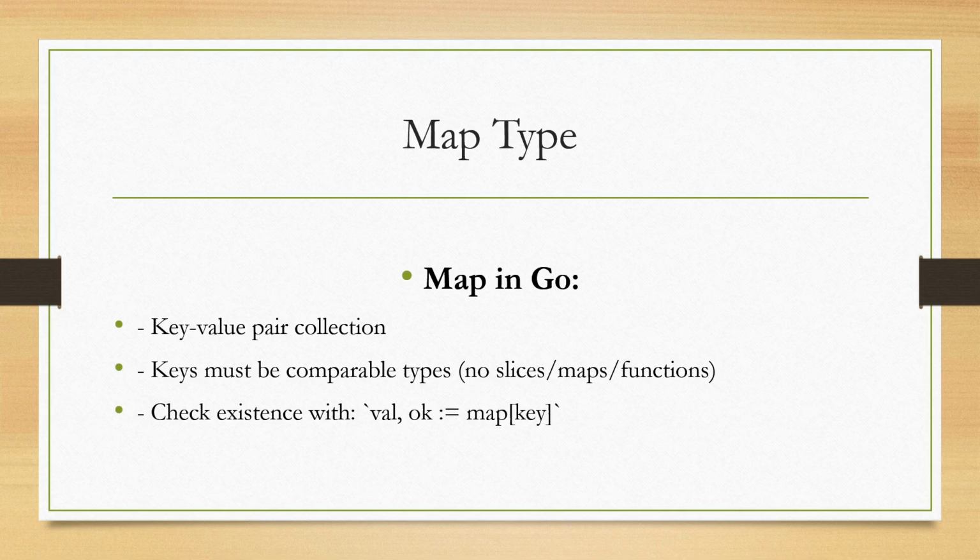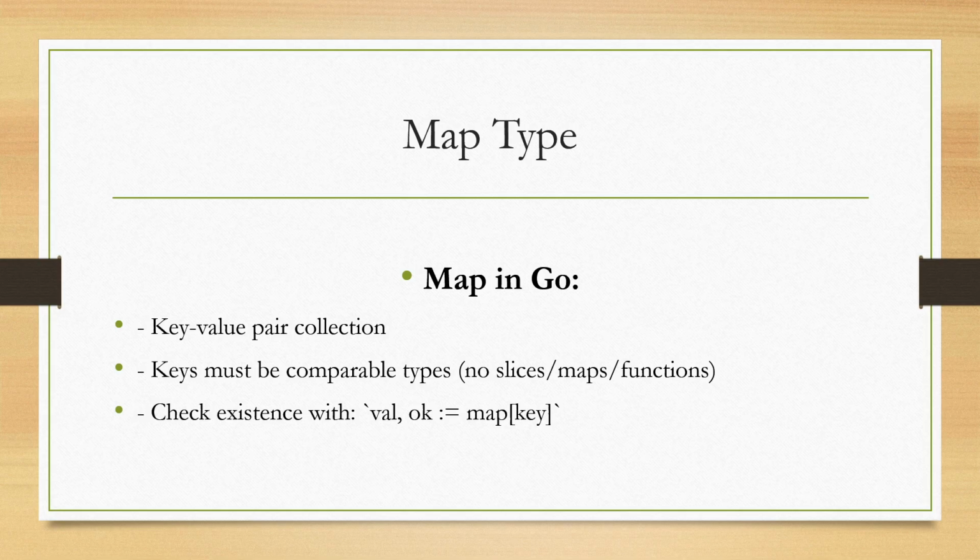What exactly does that mean? A map in Go allows you to store data in pairs, key and value. The key is like the unique identifier for the data and the value is the actual data associated with that key. For example, let's say you have a list of students in a class and you want to store their marks. You could use the student name as the key and their marks as the value.